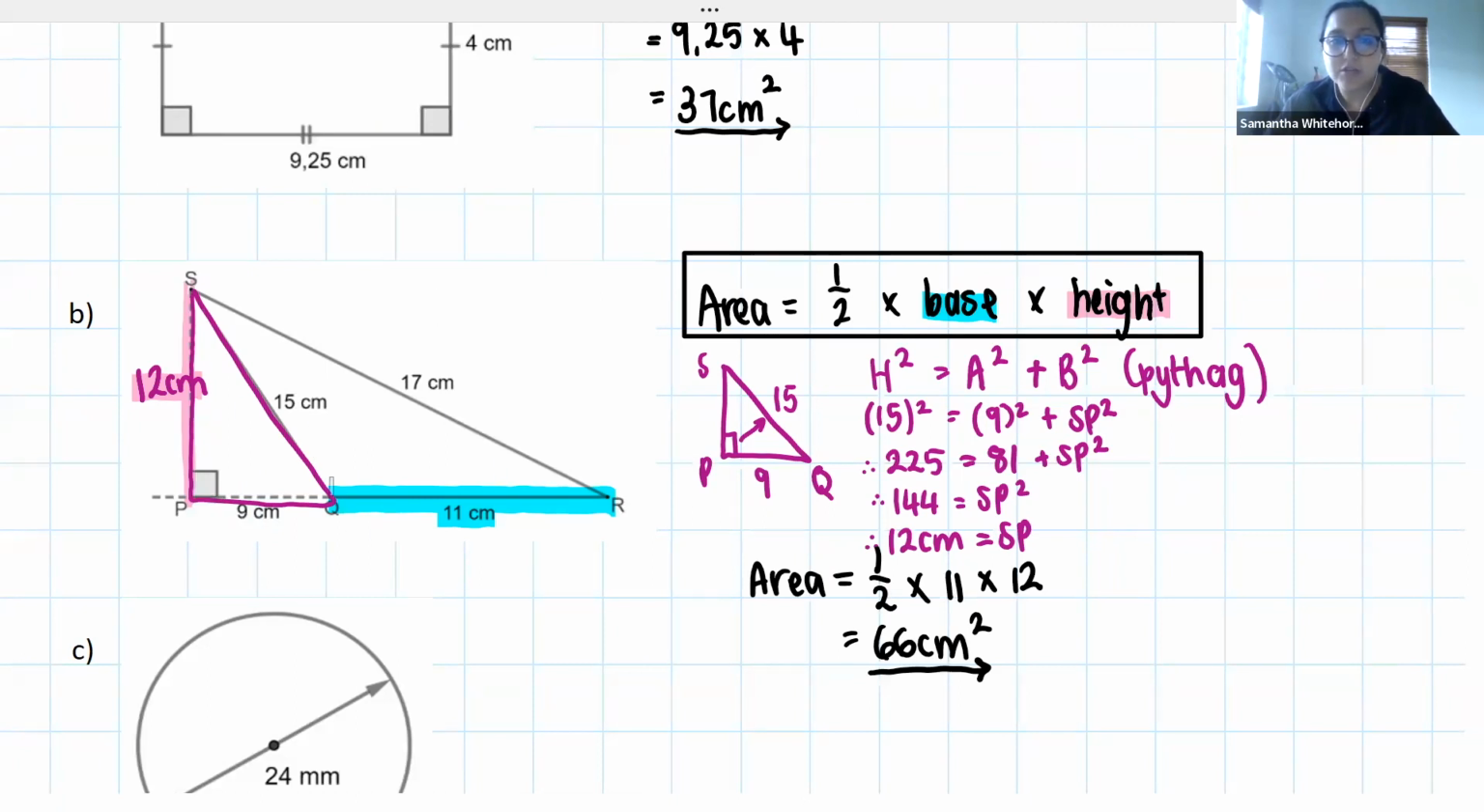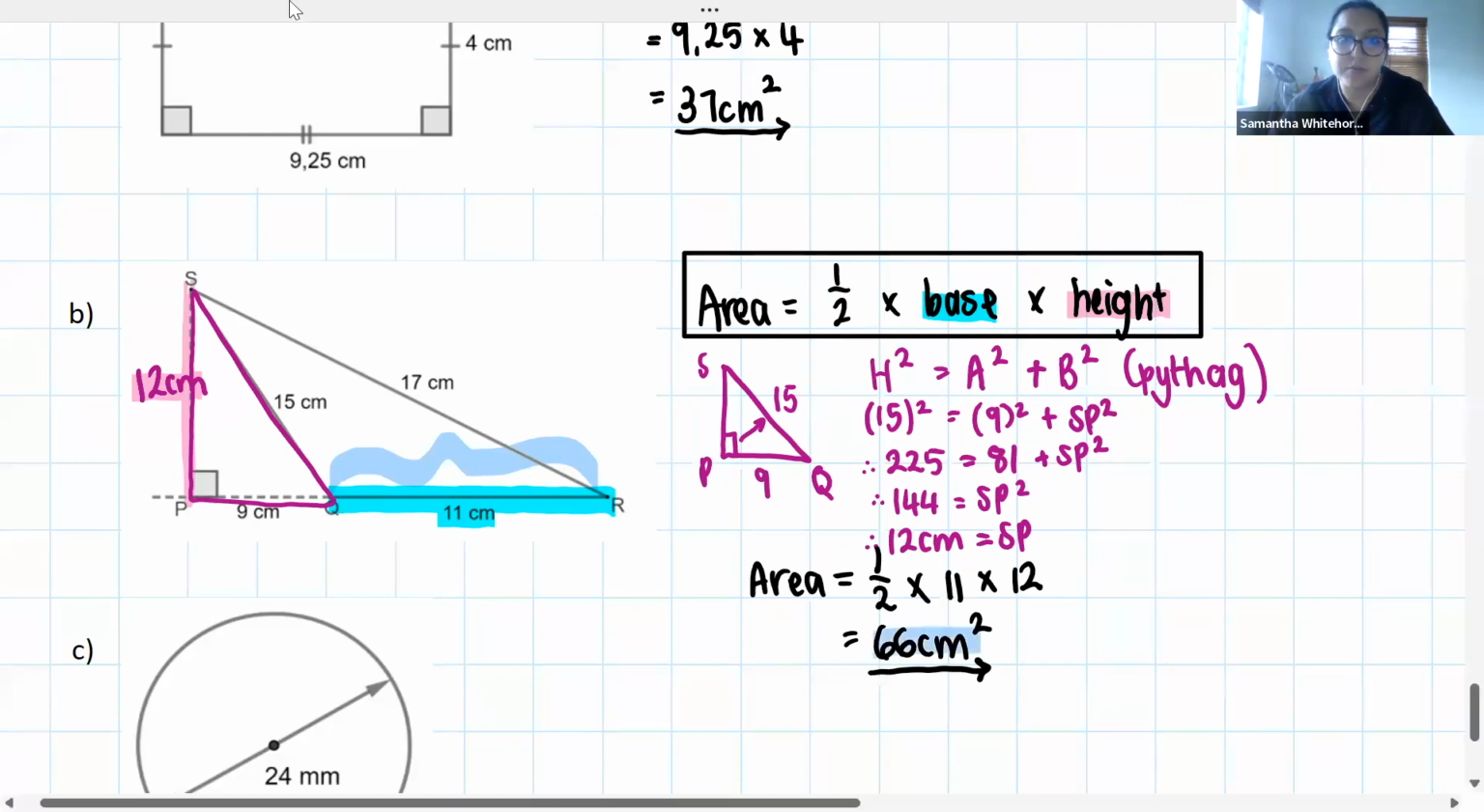The base of my triangle is just this 11, right? That is a solid line. That's part of my triangle. The dotted line is just there so that it can help me work out what my height is. So let's be very, very careful, please.